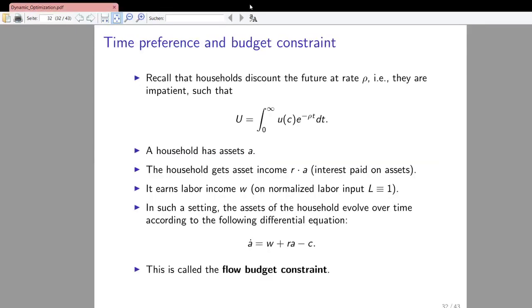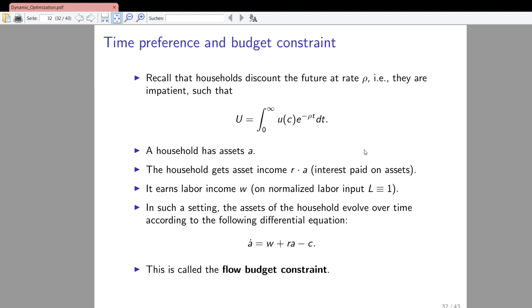Well, also in continuous time, households discount the future. The discount rate is rho, such that, analogously to the discussion of differential equations, the discount factor is e to the power of minus rho times t, the time. And the lifetime utility is then the integral from time 0 to infinity, the end of the planning horizon, of the instantaneous utilities, multiplied by the discount factor and integrated over time.